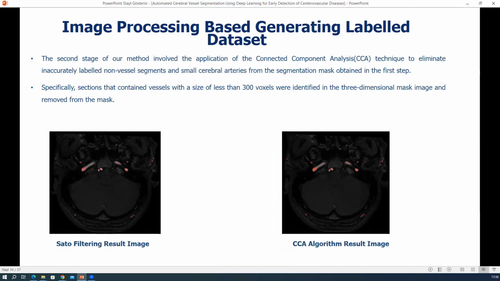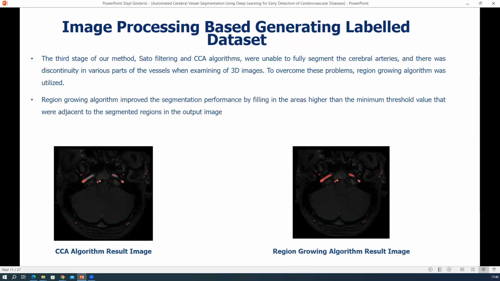The second stage of our method involved the application of the connected component analysis technique to eliminate inaccurately labeled non-vessel segments and small cerebral arteries from the segmentation masks obtained in the first step. Specifically, sections that contained vessels with a size of less than 300 voxels were identified in the 3-dimensional mask image and removed from the mask.